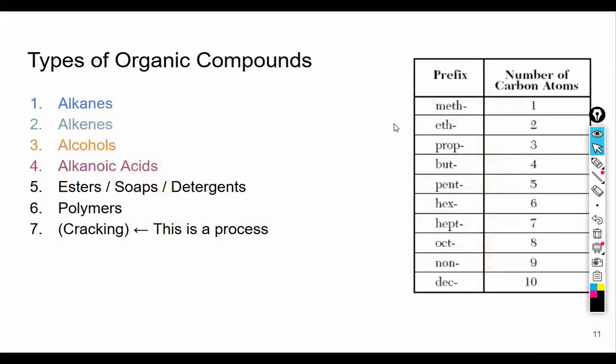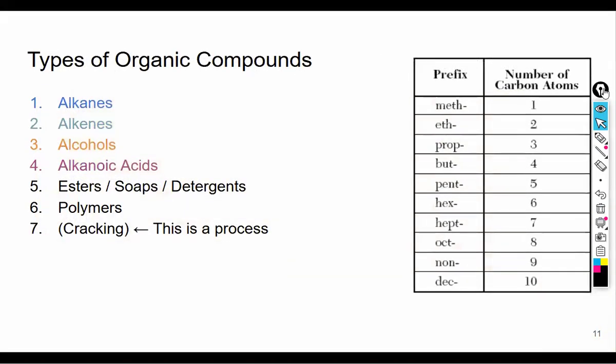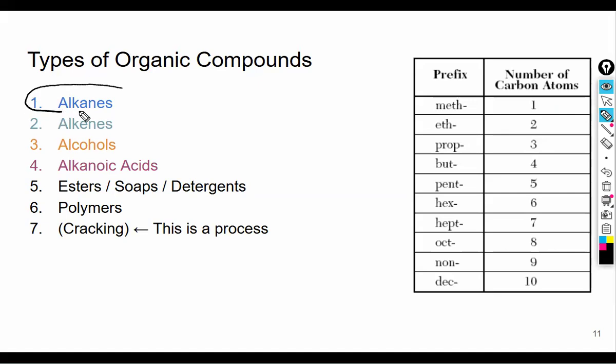Right. So, what we're going to start doing now is start naming organic compounds, right? And obviously, we can't do all 7 at the same time. Obviously, we're going to start with the first one, Mr. Alkanes. Now, when we are naming organic compounds, whether it's alkanes, alkenes, alcohols, or whichever one, there's a certain method of naming it.